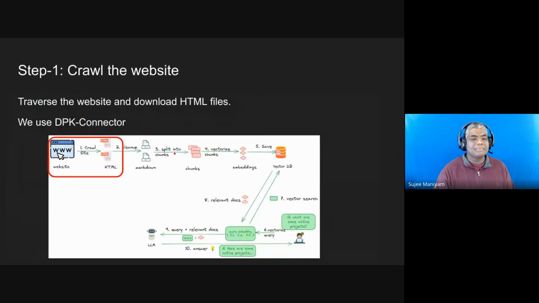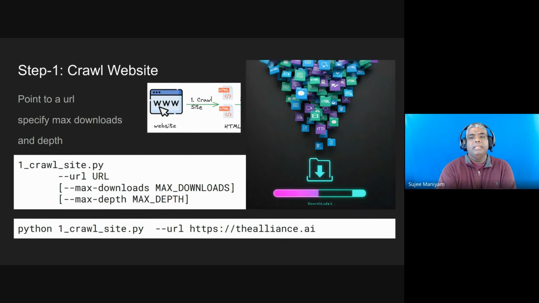All right. So how do you crawl a website? Very simple. I'm also going to show you the code. The code is so simple. All you have to do is point to a website. I'm actually going to use the AI Alliance website itself, practicing on our own website.